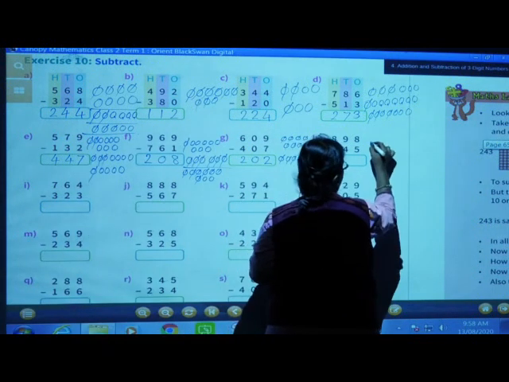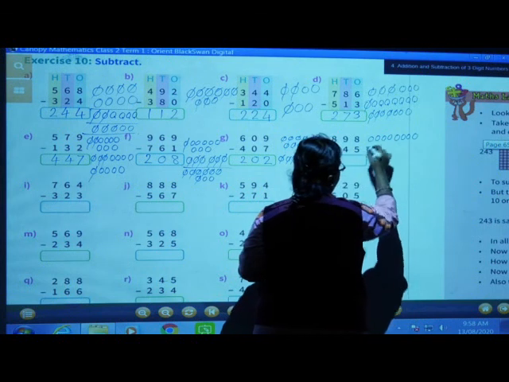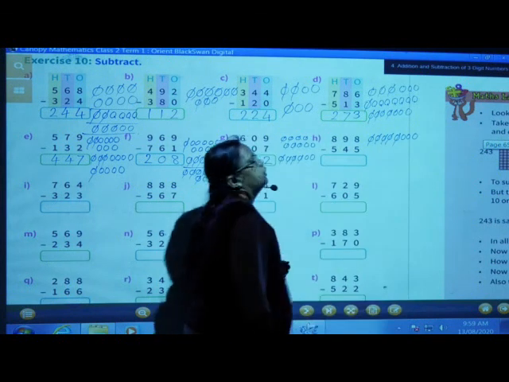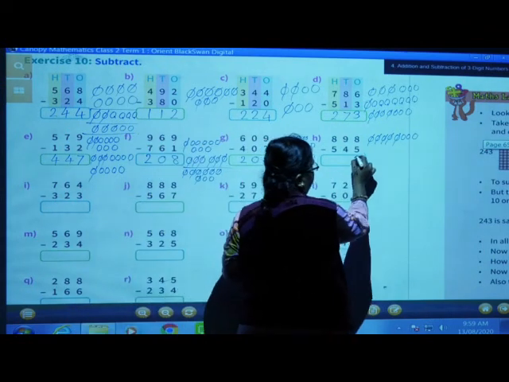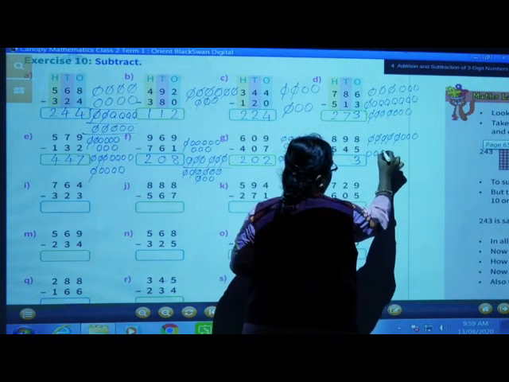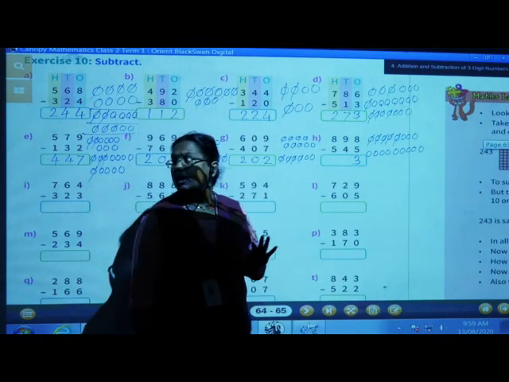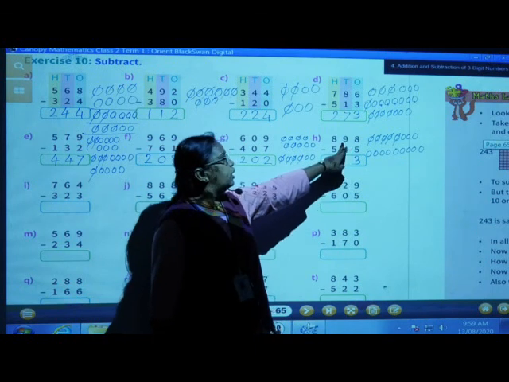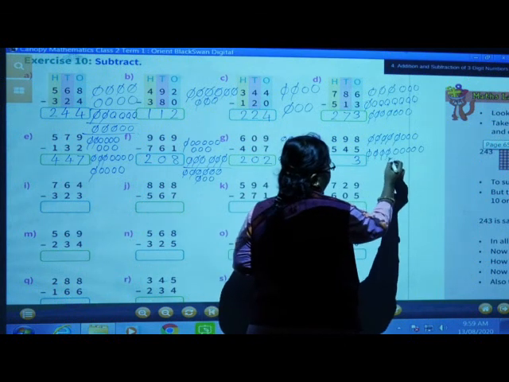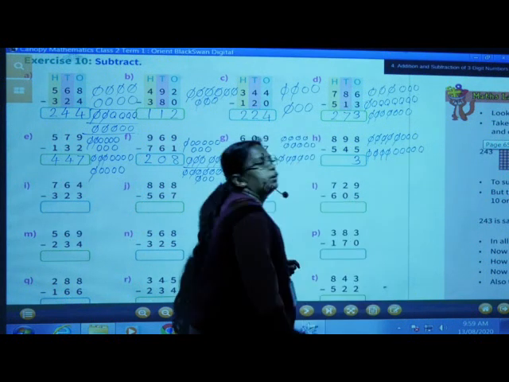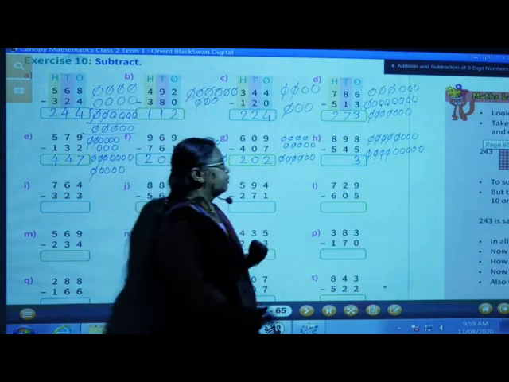Then 8. 1, 2, 3, 4, 5, 6, 7, 8. 8 minus 5. From 8 you want to remove 5. How many remain? 3. Then 9 minus 4. 1, 2, 3, 4, 5, 6, 7, 8, 9. From 9, how much do you want to cut? 4. Then 9 minus 4 is 5.